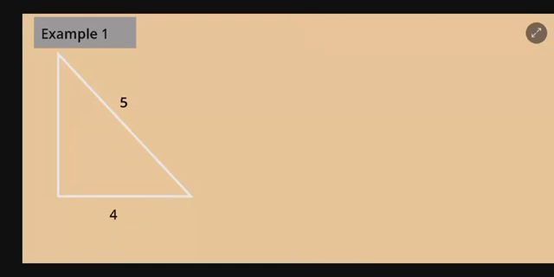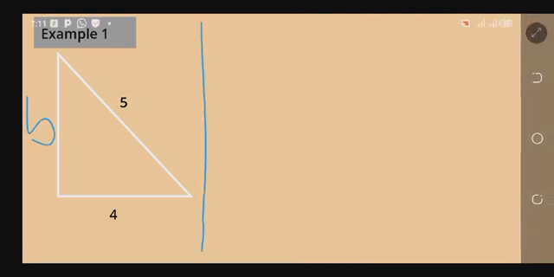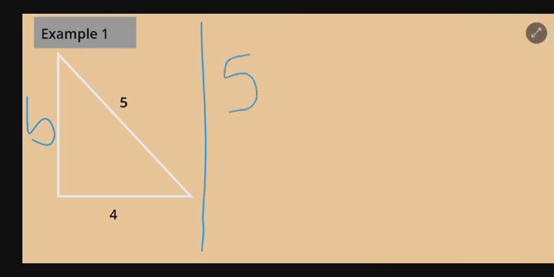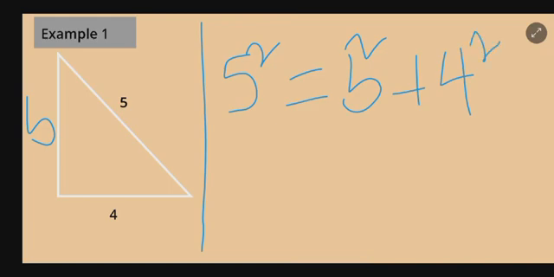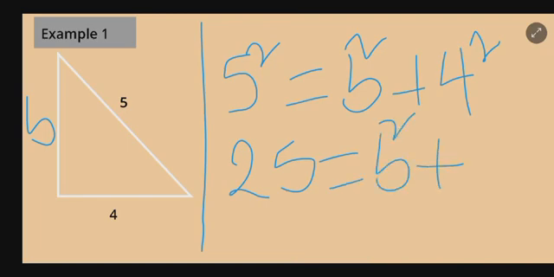Example 1: we have the hypotenuse equal to 5, and one of the sides is given as 4. We are required to find this side. Let's label it B. Now from the theorem, we have that 5 squared, the longest side squared, is equal to the sum of the squares of the remaining two sides, which is B squared plus 4 squared. Now 5 squared is 25, and 4 squared is 16.